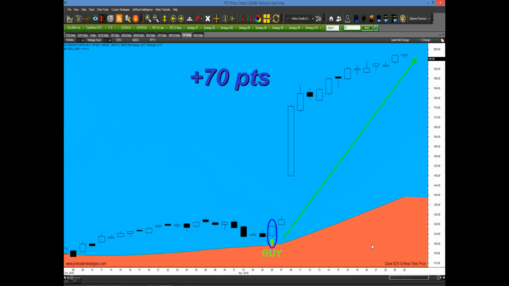And we look at UI. Another setup right here, a buy signal generated. This was in the first week in November. Not touching, but very close to the buy sell line, the fluid buy sell line. And then after that, off to the races, coming into December, up 70 points.